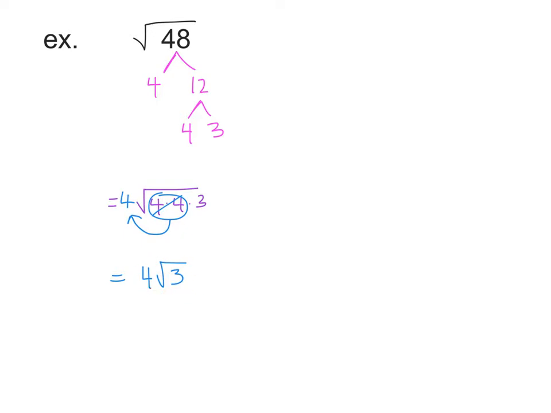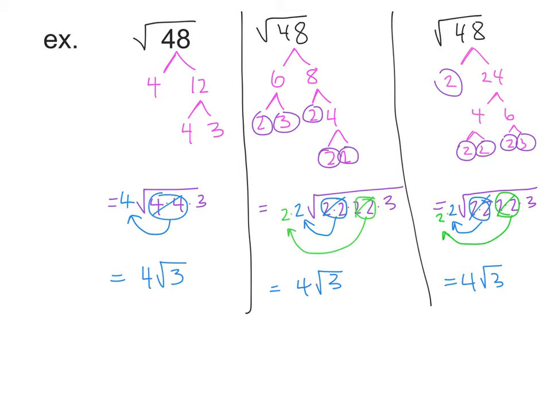But what if you didn't do 4 times 12? What if you did 6 times 8? What if you did 2 times 24? Okay, the answer to that question is it doesn't matter. It doesn't matter if you start 4 times 12, 6 times 8, 2 times 24. As long as you break down the 48 completely and pull out as much as possible, every single time, pull out as much as possible, you are going to end with the same answer no matter what your first step breakdown is.